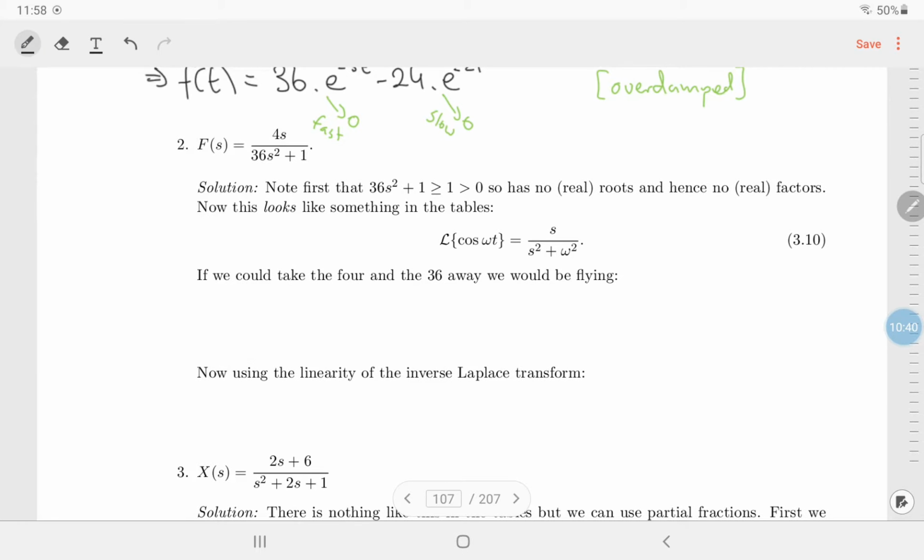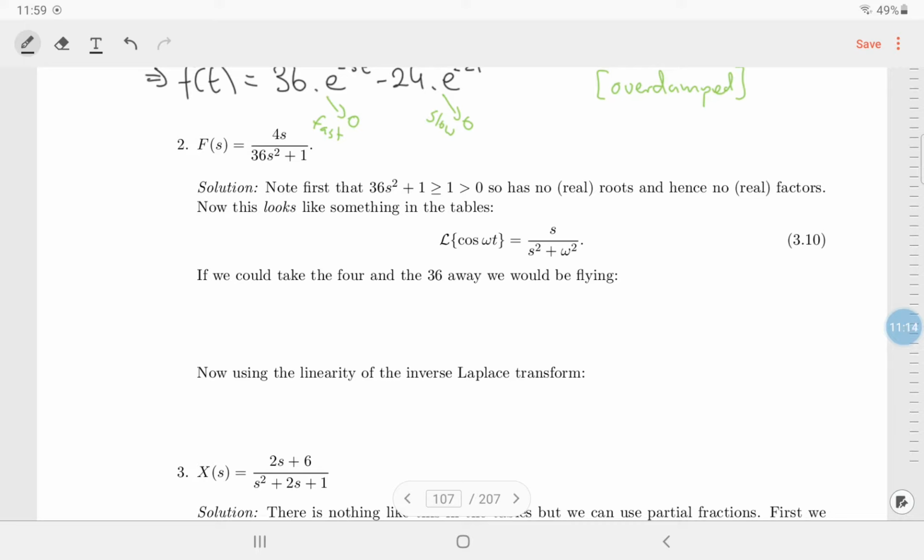So you look at this: 4s over 36s squared plus 1. Now it looks like something in the tables. The first thing, if you try to factorize the bottom, is that you should really look in the tables first, because you'll see something that looks a bit like s over s squared plus omega squared. But if you did try to factorize it, it has no real roots because it's a square plus something positive. It's strictly bigger than 0, so there are no real roots and no real factors.